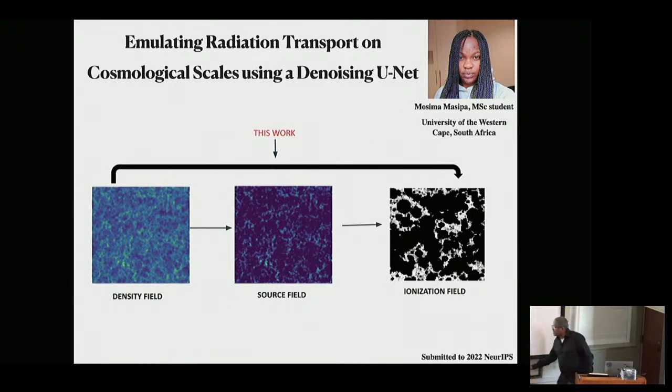There are other recipes in between, right? But this part here is very expensive. And the question is, can we really just move directly from the density field to the ionization field? This is a very hard problem because this is a highly smoothed field and this is a highly nonlinear field. So can we do that, right? This work is by Musima, my student from South Africa.